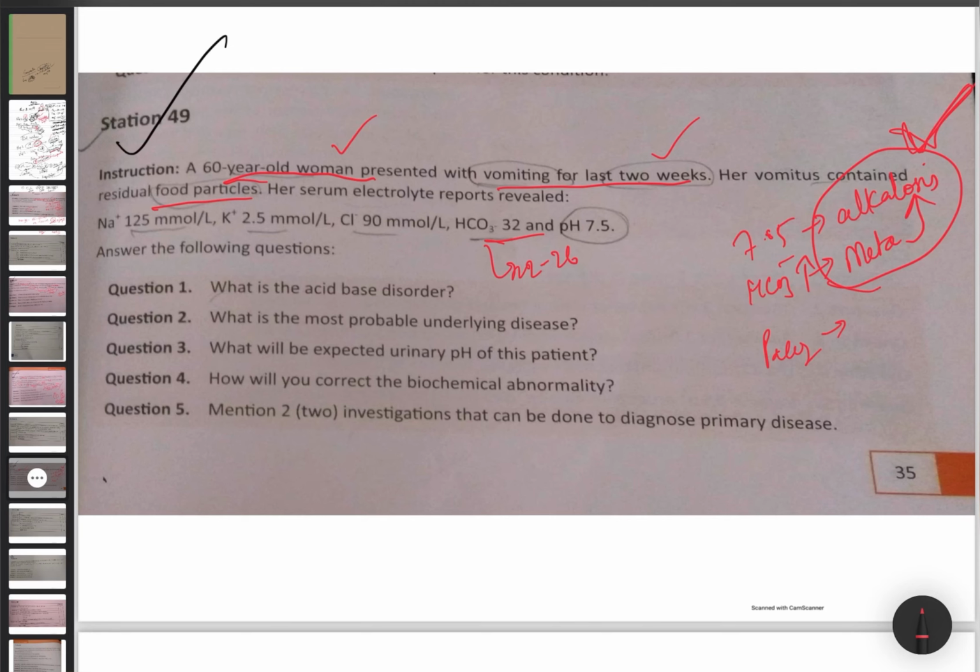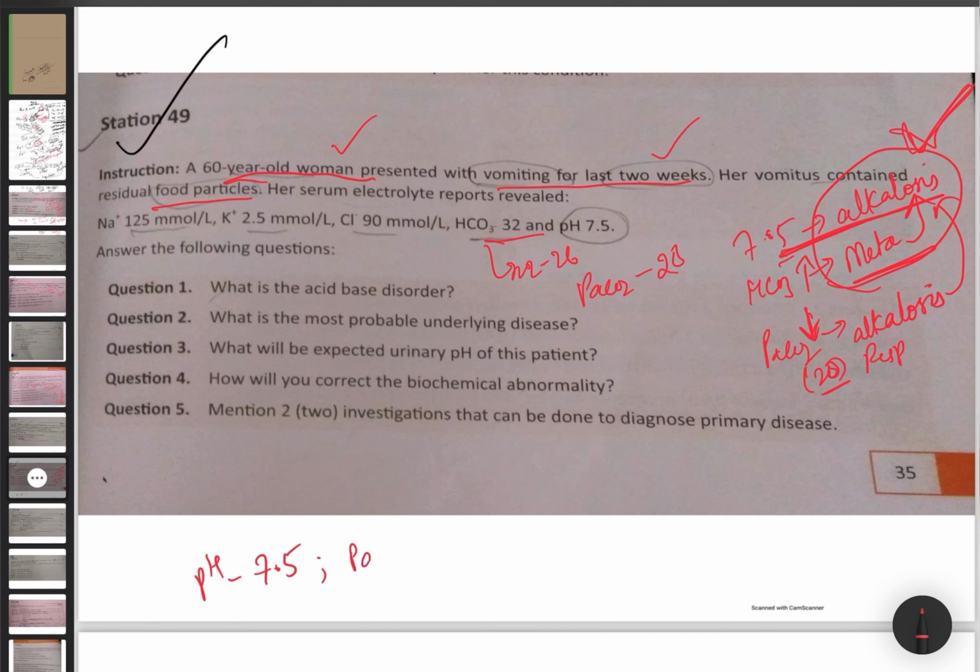Already there is metabolic alkalosis definitely. We have to check even if PaCO2 is low. I'm just telling you, I'm not confusing you. Watch here. If PaCO2 is low, then this can also be alkalosis. So it will be mixed metabolic and respiratory alkalosis. In case PaCO2 is 20, then this alkalosis is due to both metabolic and respiratory components because PaCO2 is low. It becomes mixed metabolic and respiratory alkalosis.